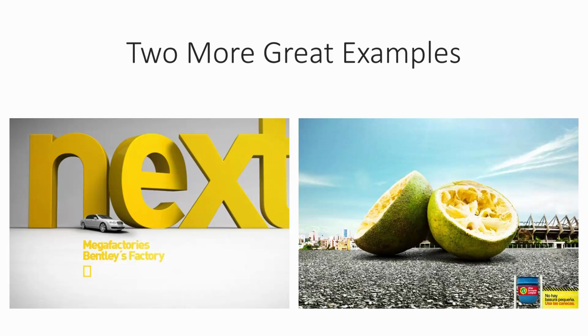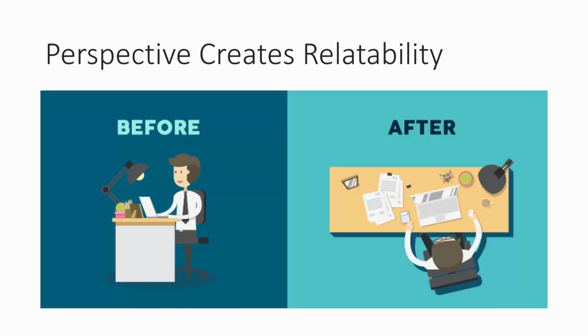In the second example, the use of size perspective helped drive the message home that no trash, even small biodegradable items, is small trash. It says in that lower corner, no hay basura pequeña. There's no such thing as small trash. The lime image is also a great example of the use of perspective, which is our next visual hierarchy example.